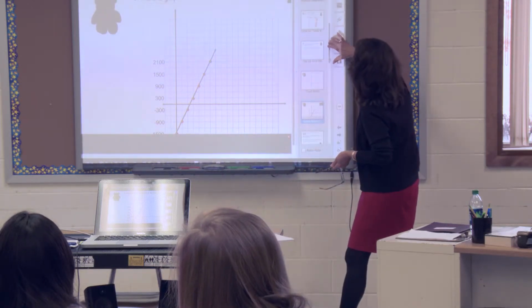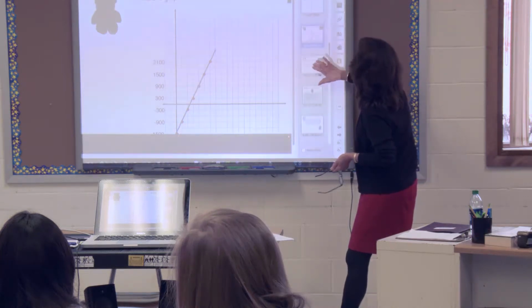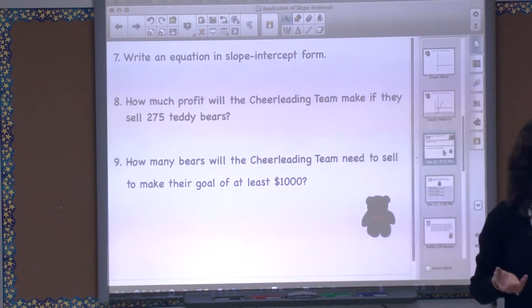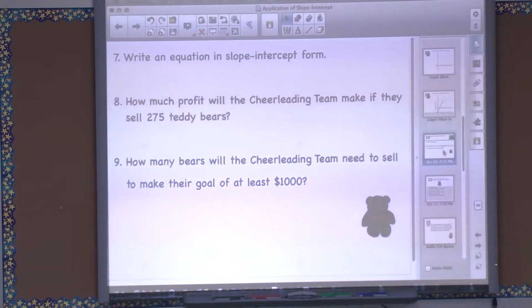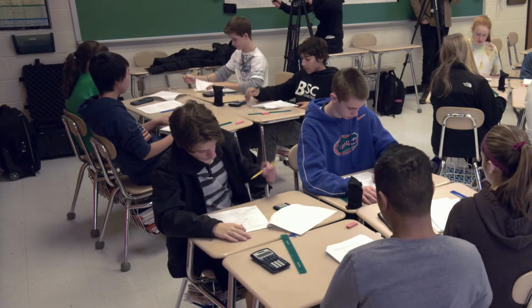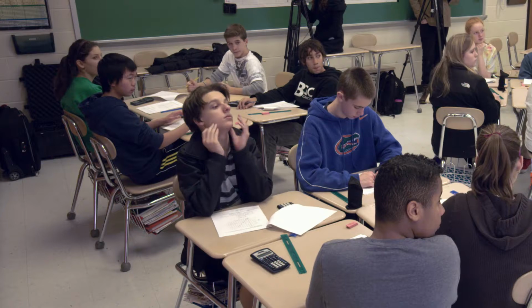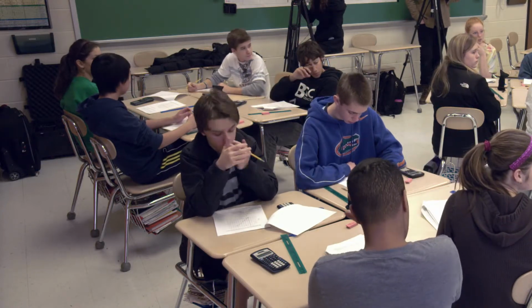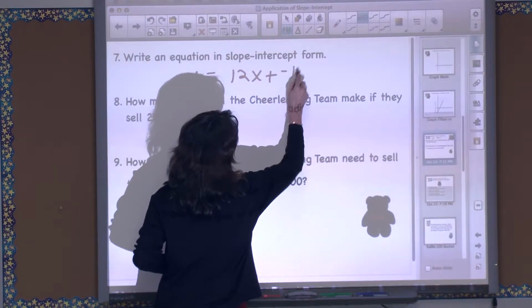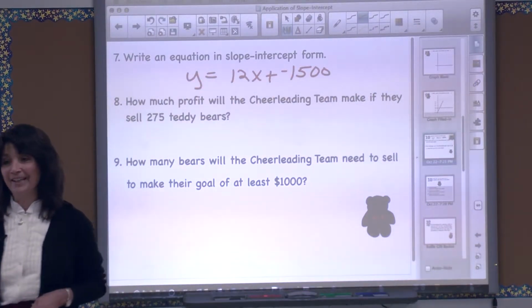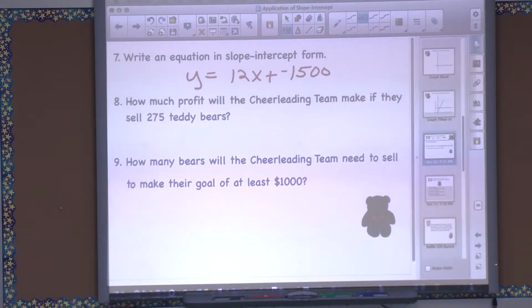Okay. And so some of you had problems writing the equation. You had problems with slope. What did you end up with for the equation, Renata? y equals 12x plus negative 1,500. Yes, y equals 12x plus negative 1,500. And a lot of you had 600 there, okay? Can you explain why? What happened? Why did you have 600?